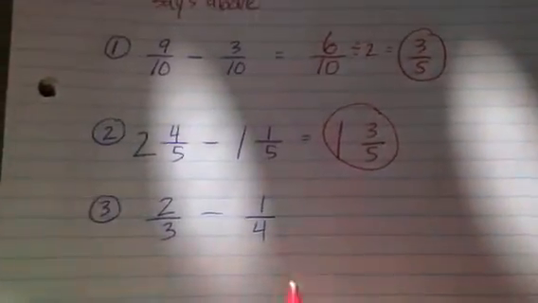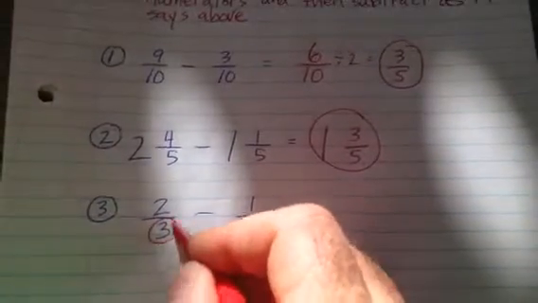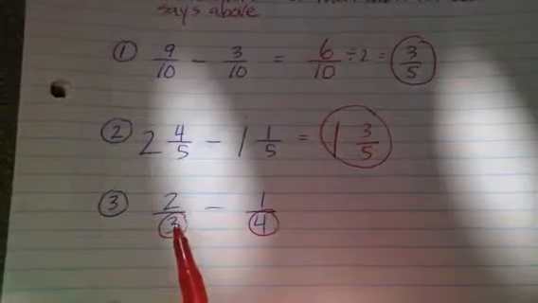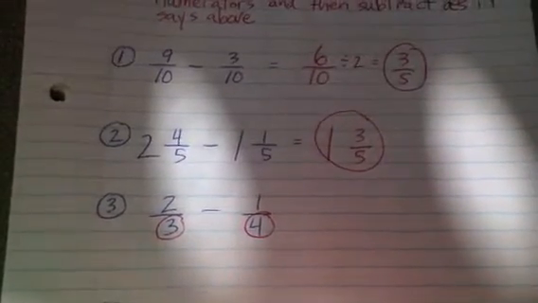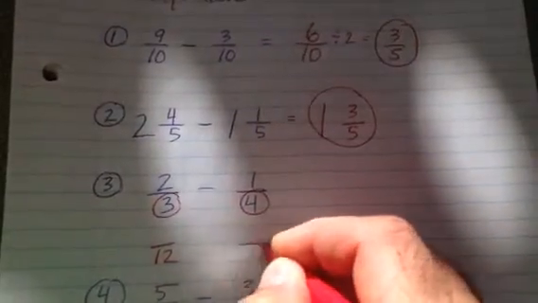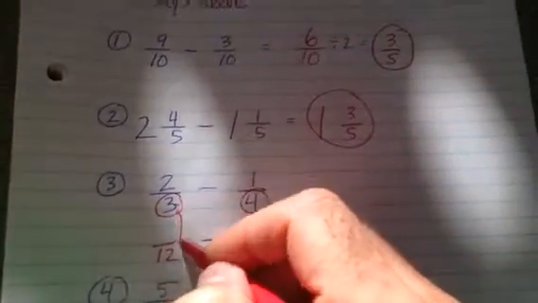Okay, here's one where the bottom numbers are different. Just like addition, we have to ask ourselves, what number do both 3 and 4 go into? So they both go into 12, so we're going to change them both to 12 on the bottom, and we're going to subtract. So we ask 3, how many 3's go into 12? 4. So in other words, 3 times 4 is 12.